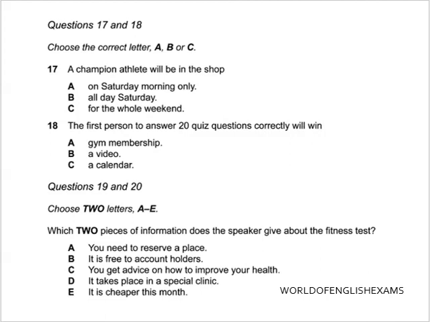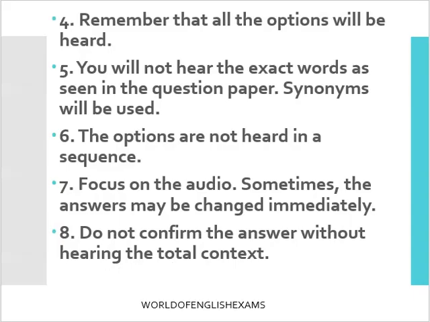Let's see the 18th question, for example. The first person to answer 20 quiz questions correctly will win. Now instead of saying the first person, they may say the winner who will answer all the questions in the fastest amount of time, or the minimum amount of time. So you have to synonymize it to the first person.